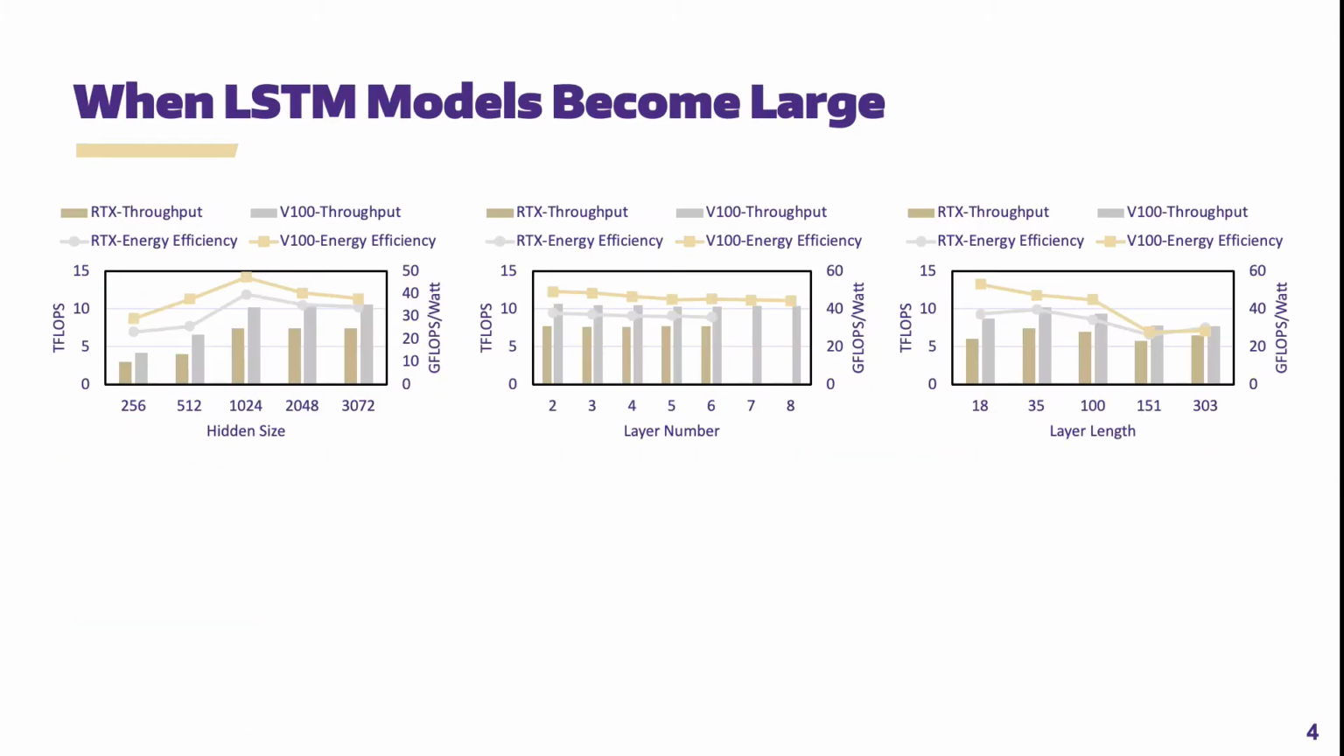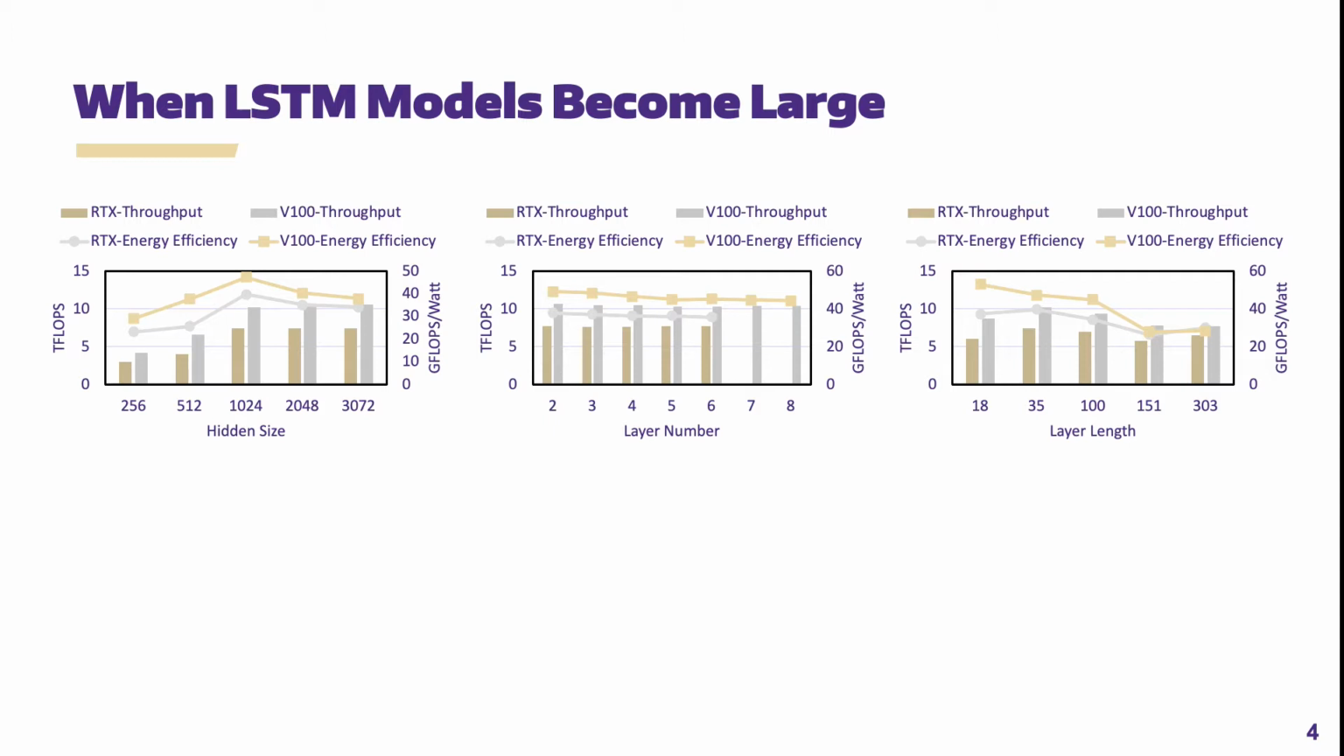When the LSTM model becomes large, what will happen for training performance and energy? To get a sense of this, we test the throughput and energy efficiency for LSTM training when the model becomes larger and larger. There are three ways to increase the model size: by increasing the hidden size, or layer numbers, or layer length, which is the number of cells in one layer.